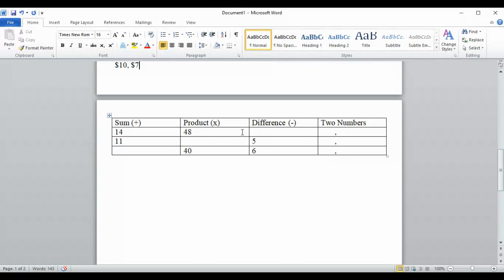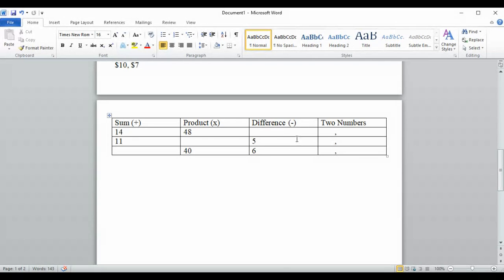Then you're going to have a table, a chart. It looks like this. It's got these words across the top: sum, product, difference, and 2 numbers. And some boxes are filled in and some boxes aren't. So it kind of looks like an input-output chart, but it is not. So you're not going to do input-output here. Sum, I put a plus sign in here to remind you that sum means to add. Product, here's a multiplication sign because product means to multiply. Difference, here's a subtraction sign because difference means to subtract. And then finally, the 2 numbers.